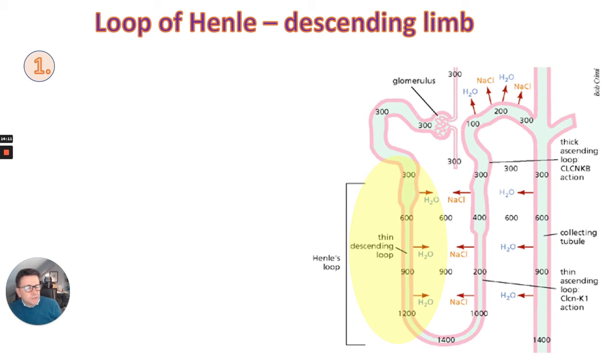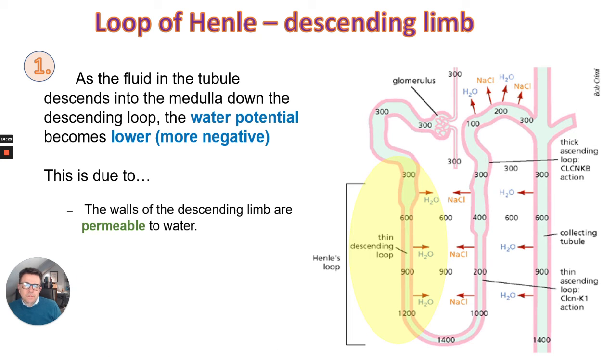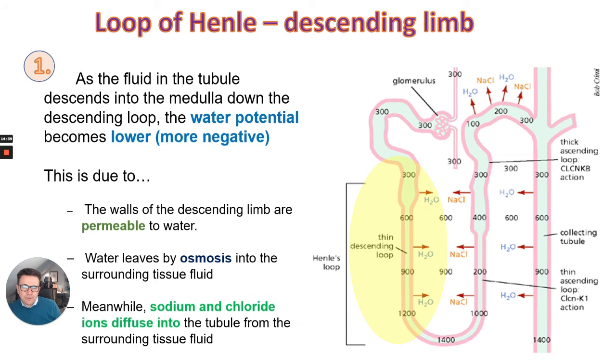Okay, so here we've got the loop of Henle. As the fluid in the tubule descends down the descending loop, the water potential becomes lower or more negative, because water is being lost by osmosis. The walls of the descending limb are permeable to water, but not only, sorry, the salts can actually enter. Water leaves by osmosis into the surrounding tissue fluid. So sodium and chloride ions can then diffuse into the tubule from the surrounding tissue fluid.